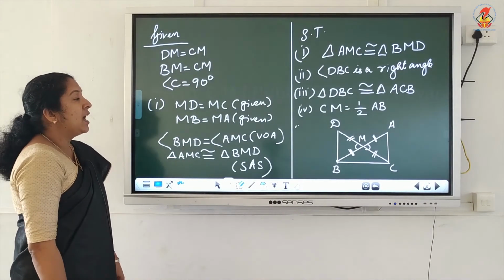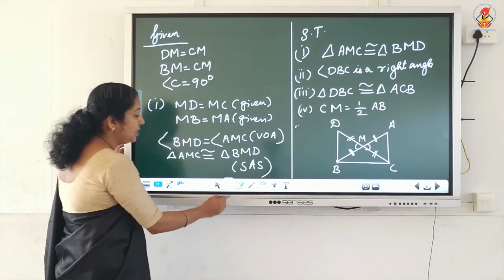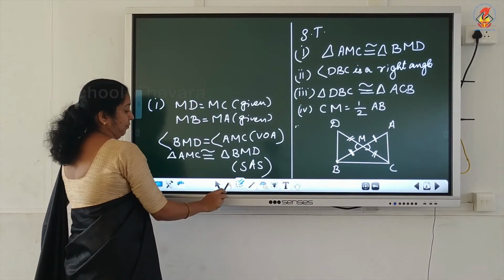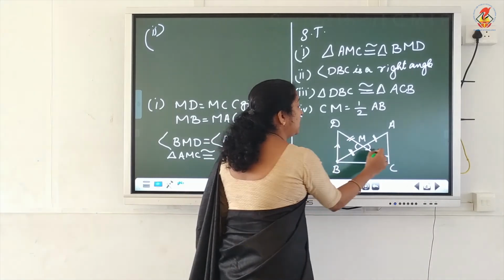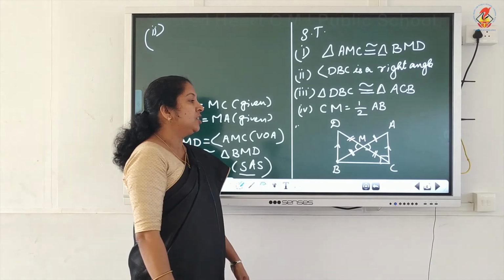Then second one, angle DBC is a right angle. How can you prove that? Angle DBC, this is already given as right angle. We have to prove B is also a right angle. For that, actually what we are using is, we are going to prove BD is parallel to AC. How can you prove BD is parallel to AC?